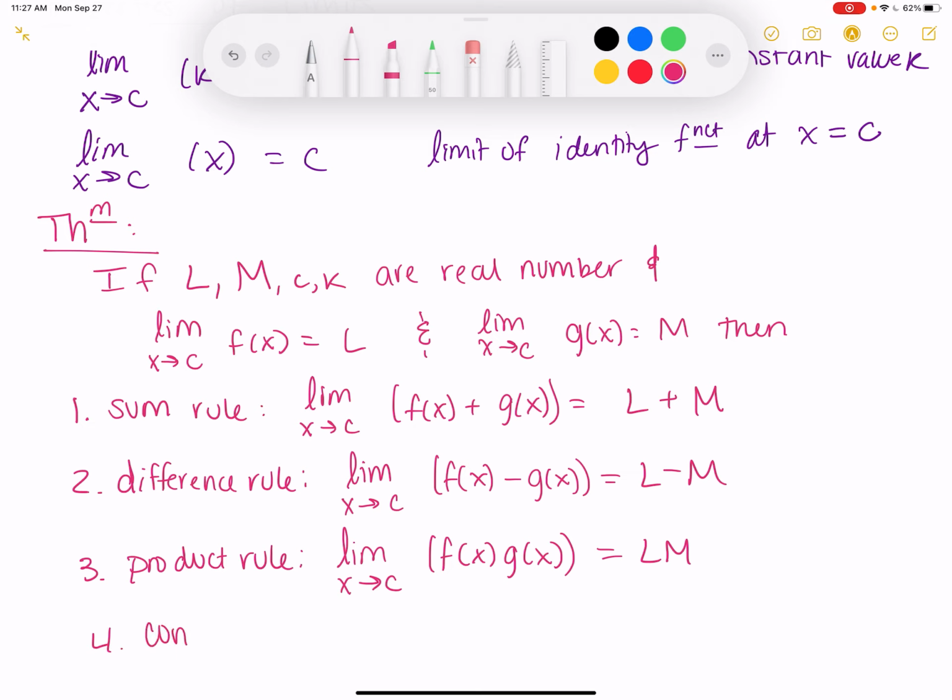Constant multiple rule. The limit as x approaches c of k times f of x is equal to k times L.